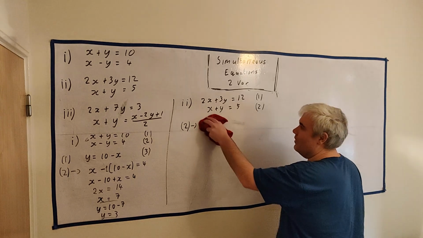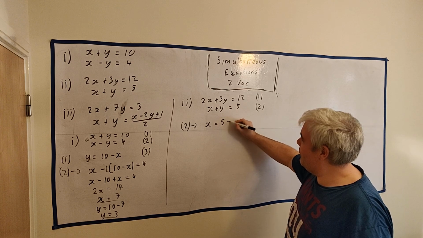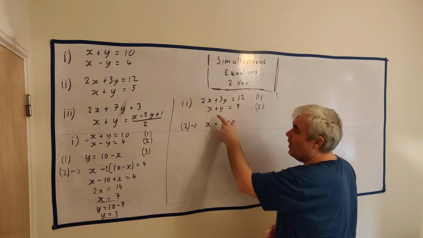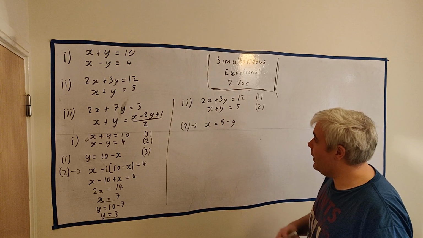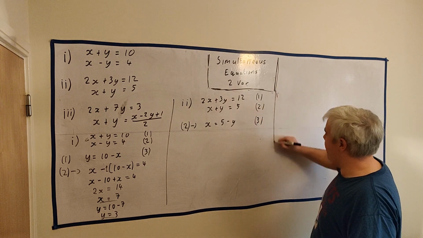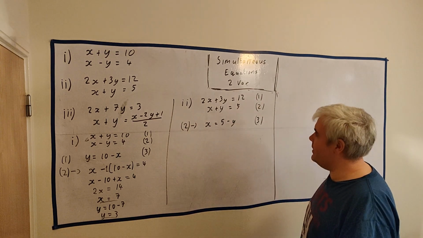I'm sorry, I said I was going to get x equals, didn't I? X is equal to 5 minus y. I just used 2 here. I took y from both sides. Okay, so we call that 3. I think we'll have more than enough room to fit this in. The last one's going to be pretty big and messy.